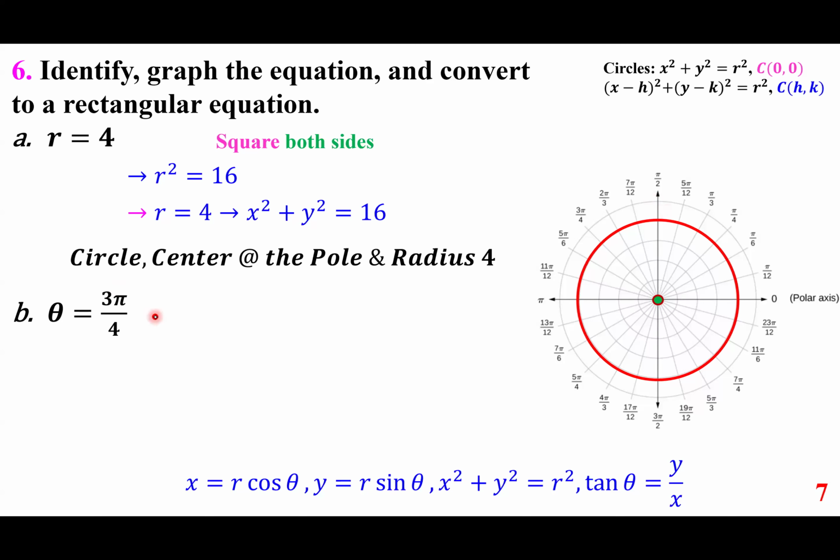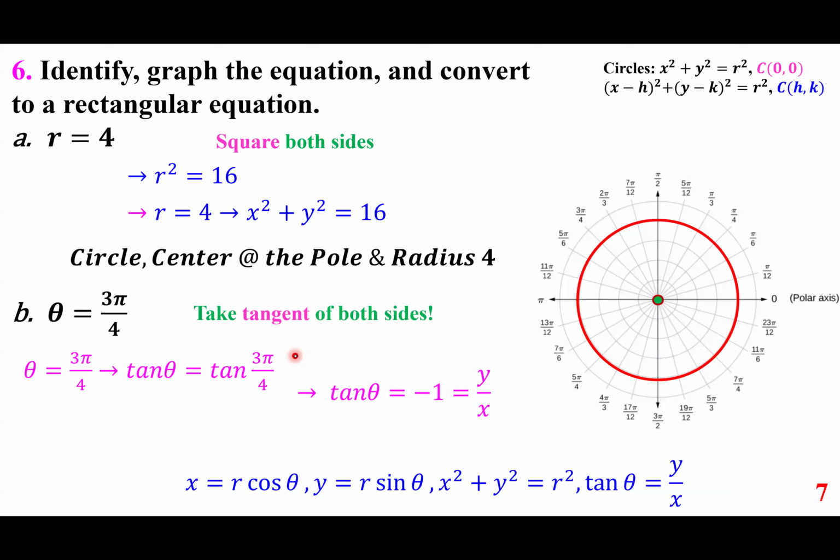Theta equals 3 pi over 4. The technique is to take the tangent of both sides simply because we know tan of theta is y over x. So tan of theta, which is y over x, is also tan of 3 pi over 4, which is negative 1.